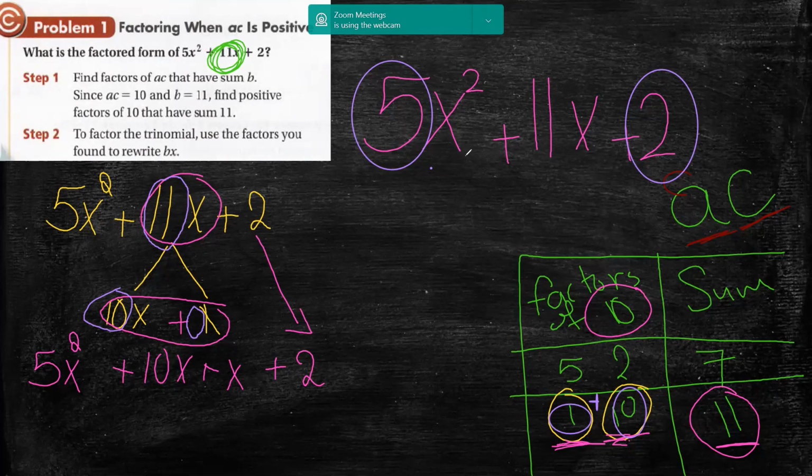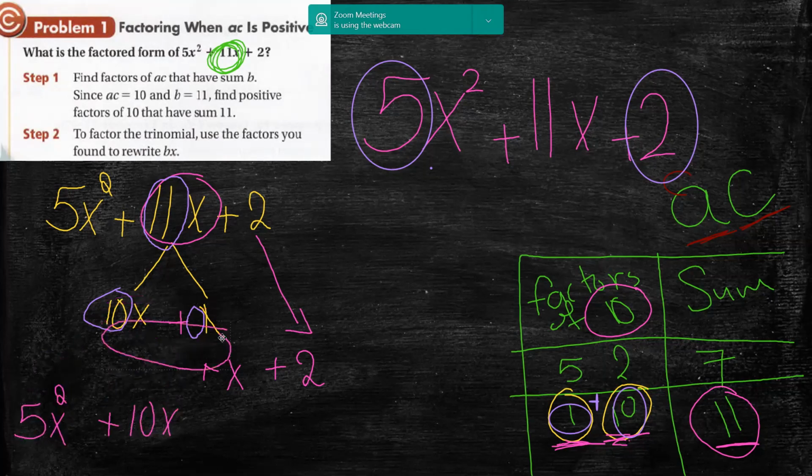I want you now to cut them into two parts. The first part was 5x squared plus 10x. You have to put them here. And the second part was x plus 2.